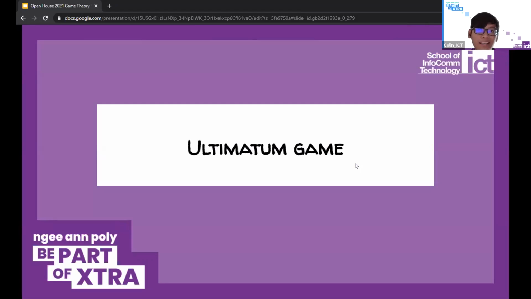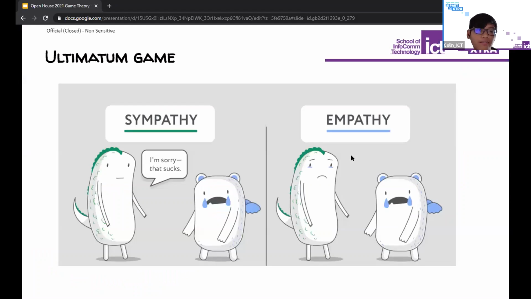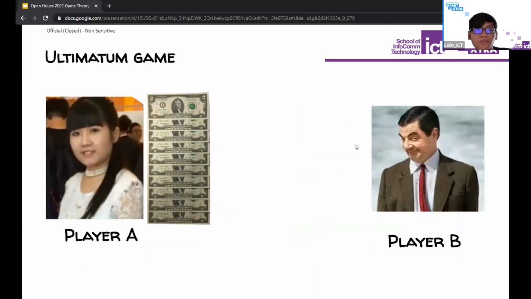And now we're going to begin with the first game, which is the Ultimatum Game. For those who do not know, the Ultimatum Game is a game of empathy. Do not mistake it with sympathy. Sympathy is feeling for others, whereas empathy is feeling with others. All right, so let's begin.